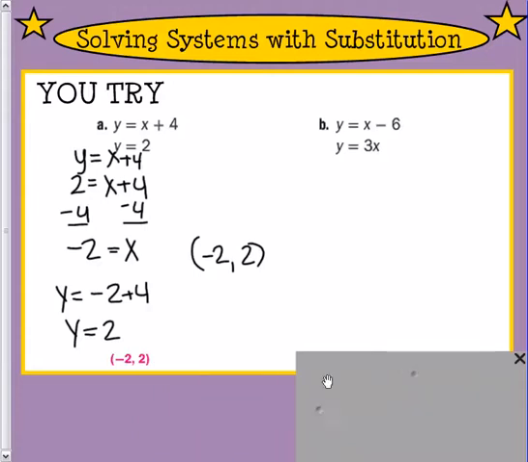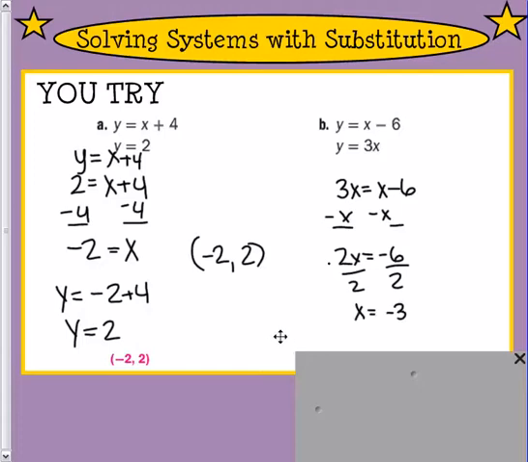All right, let's look at this one. I'm going to plug in my 3x for y, so 3x equals x minus 6. I'm going to take x away from both sides. I'm left with 2x equaling negative 6. Divide by 2 on both sides to get x by itself, and x equals negative 3. I'm going to plug that back into this equation. y equals negative 3 minus 6, so y equals negative 9.